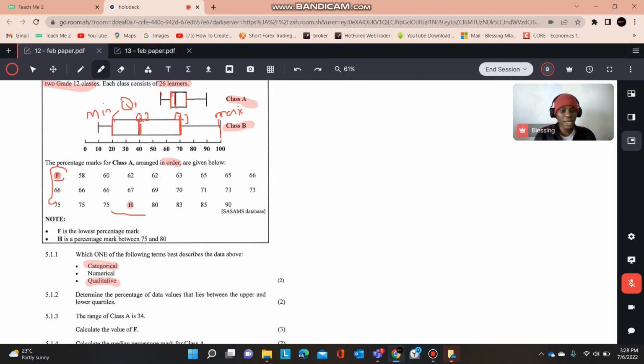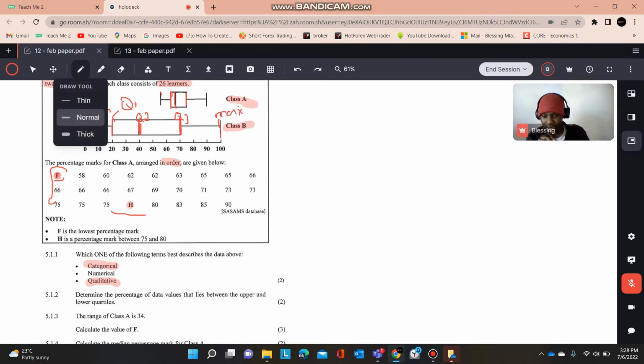Or for example, we categorize it based on gender. We say maybe boys and girls, and say we have this many girls and this many boys. That's categorical, and qualitative has to do with words. So the only option left is numerical, meaning that the answer here will be numerical. This data is numerical, it's in numbers, right? Numerical.